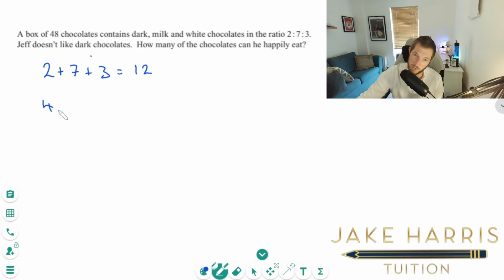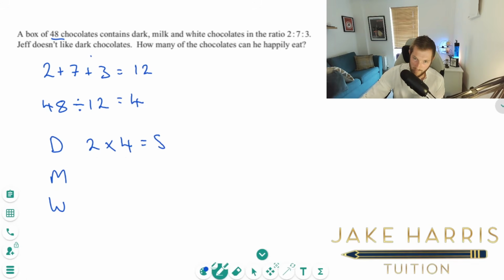Then divide the total, 48 chocolates, by that result. 48 divided by 12 is 4, which tells us each part of the ratio is worth 4. Each box in the ratio is worth 4. So to work out dark, milk, and white, we're simply going to do 2 times 4 to get 8. The 2 is coming from there. 7 times 4 for the milk part, which is 28. And finally 3 times 4, which is 12.